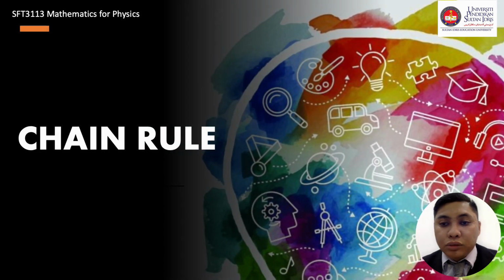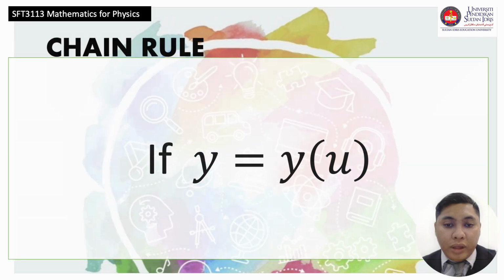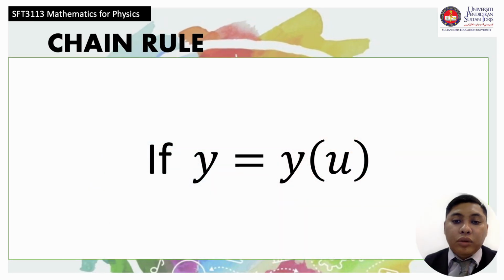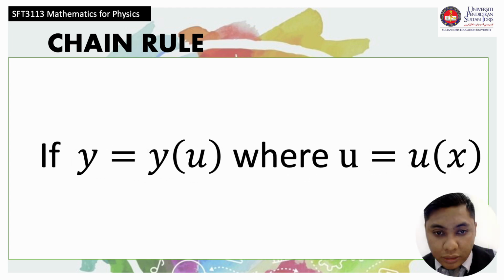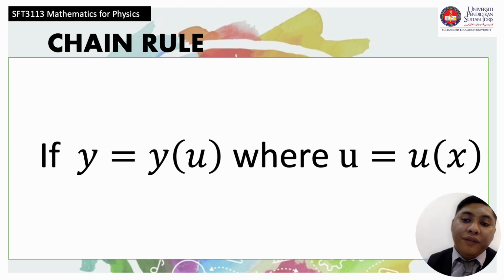The last rule is the chain rule. For the chain rule, let's say you have y, and y equals y of u. So u is a function. That means in a function you have a function.